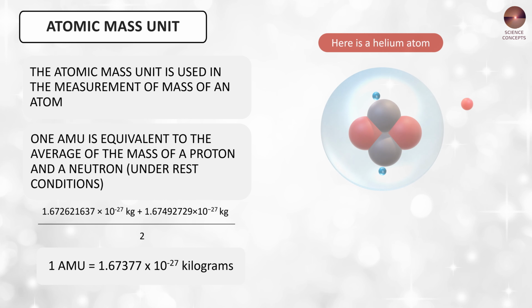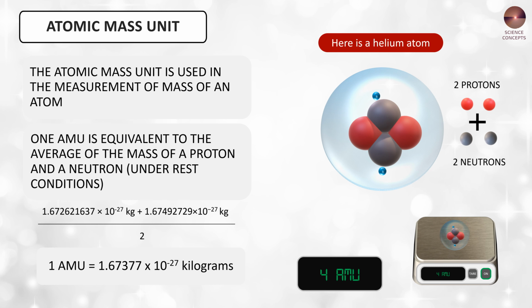And over here we have a helium atom. A helium atom consists of 2 protons and 2 neutrons. If we add all of those nucleons together, the 2 protons plus 2 neutrons, well, 2 plus 2, of course, equals 4. And the AMU units for a helium nucleus is the same, 4 AMUs.